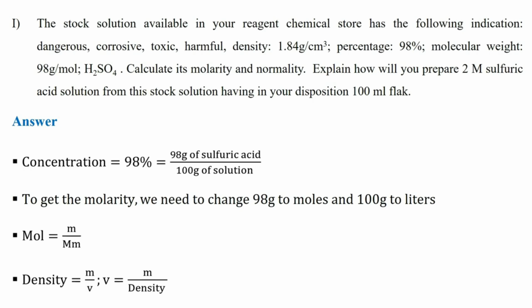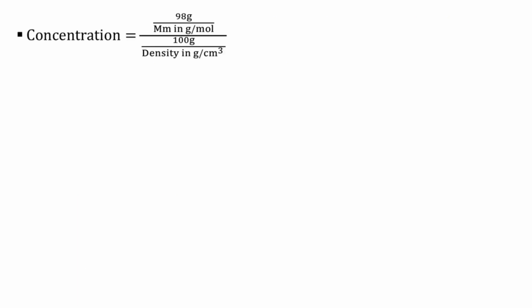In that case, we are going to use the density, because the density was given as 1.84 grams per centimeter cube. We know the density is equal to mass dividing with the volume. Then the volume will be equal to mass dividing with the density. Then changing the denominator to liters, we take 100 grams dividing with the density, which was given in gram per centimeter cube. Let's do it. So by doing so, we are having concentration equal to 98 grams, dividing the molar mass in gram per mole. So this is the molar mass of sulfuric acid, of course. Then by changing the denominator, we are taking 100 grams, dividing with the density in gram per centimeter cube.